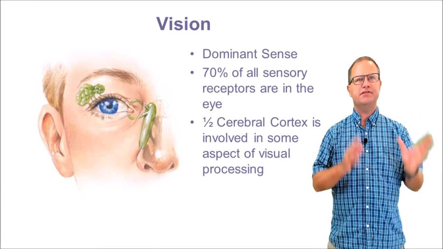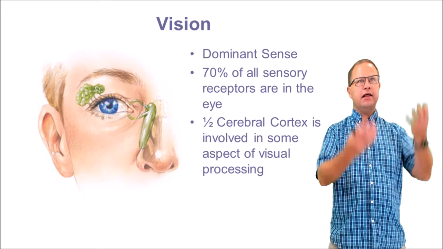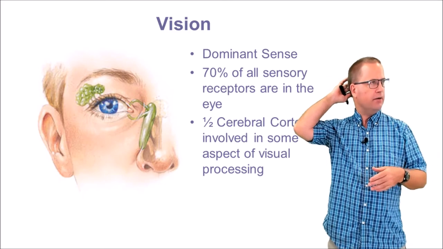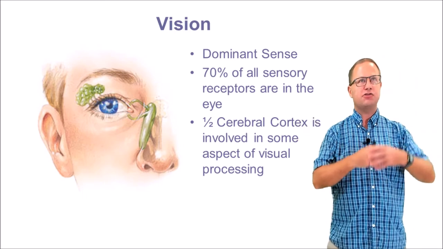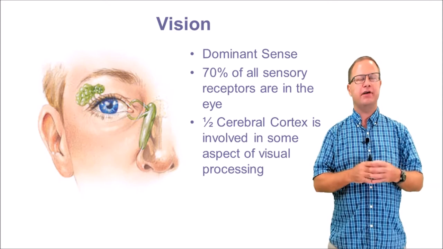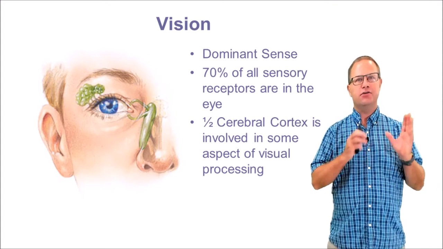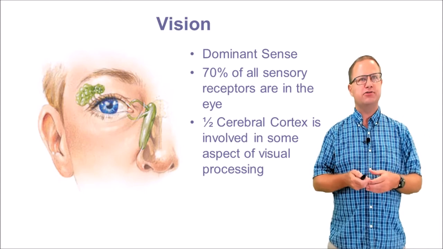Okay, now we're going to go on to the sense of vision. Now, the sense of vision is a dominant sense. We said initially that the sense of vision was initially interpreted back here in our occipital lobe, but there's a lot more parts of the brain that are involved in actually analyzing what's going on with visual input. So we are very visual animals, not so much olfactory. So about a half of the cerebral cortex is involved in some way in vision or visual image recognition.